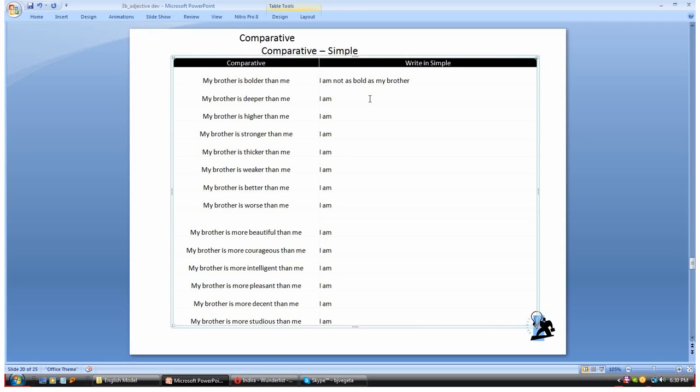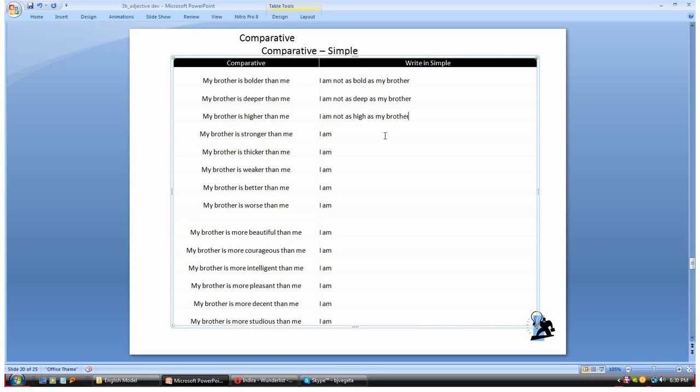Alright, so let's do this. I'm not changing the meaning when I'm rewriting the sentences. My brother is deeper than me. I am not as deep as my brother. My brother is higher than me. I am not as high as my brother.